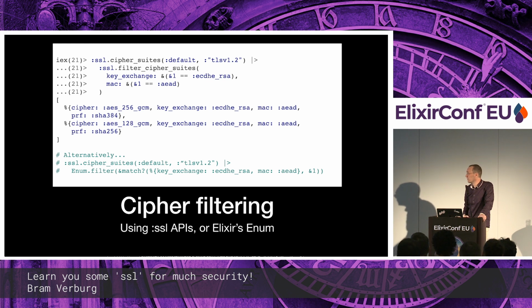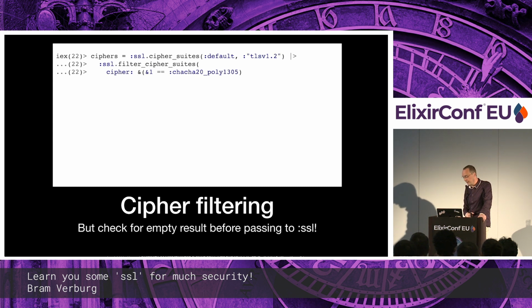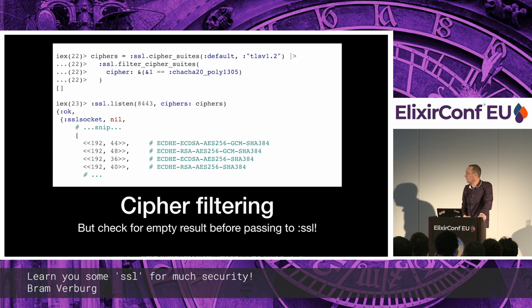Enum.filter. The important thing is you need to check if the result is empty, because if you get an empty list and you pass this into your SSL socket, the SSL application will fall back to the defaults. So this might lead to unexpected results and maybe weakened security. So make sure you check before you pass the value into the ciphers option.